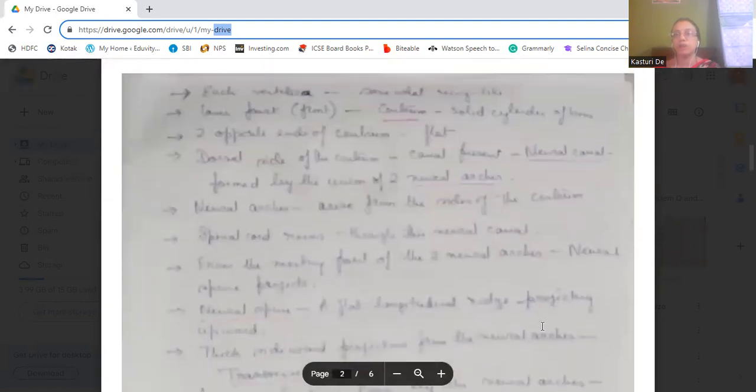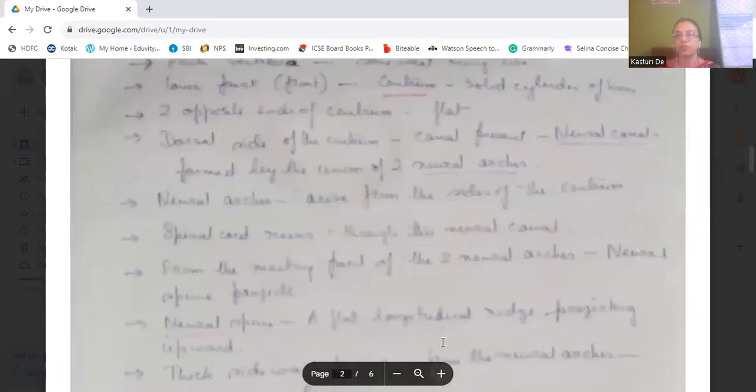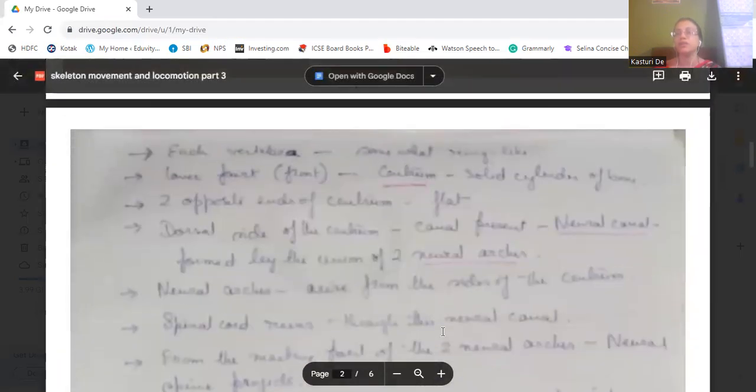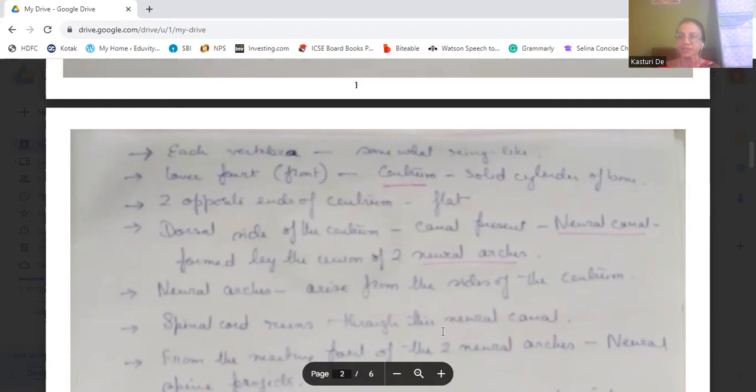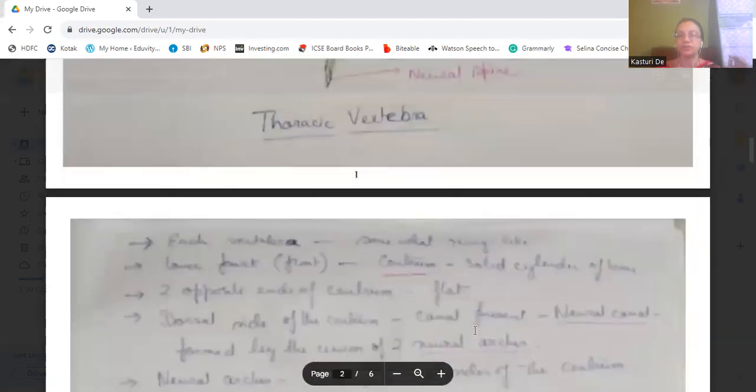Now, let us come to the description of this typical vertebra. Each vertebra has a somewhat ring-like structure. The lower part is known as the centrum, which is a solid cylinder of bone. The two opposite ends of the centrum are flat.